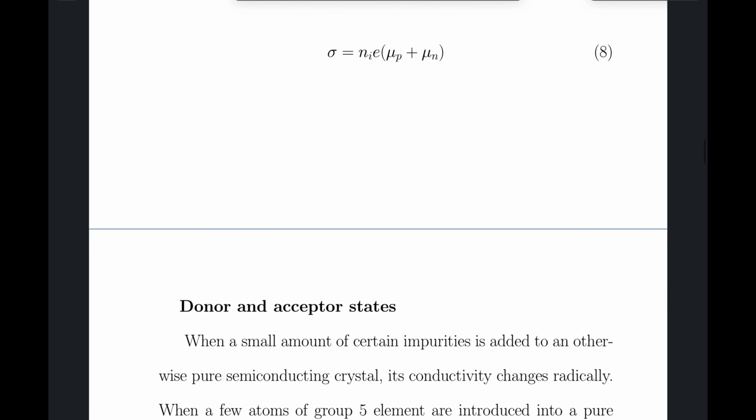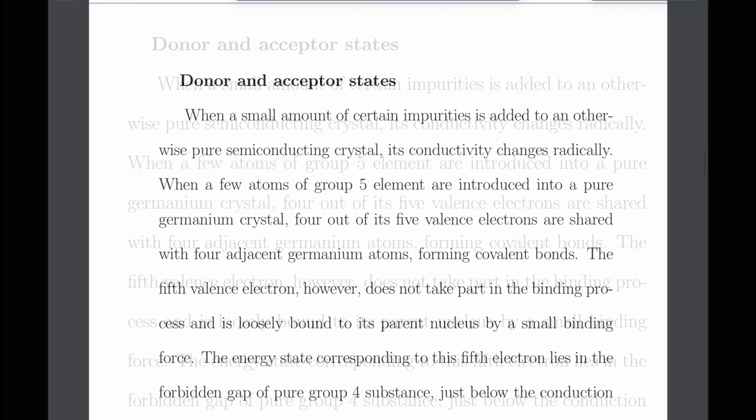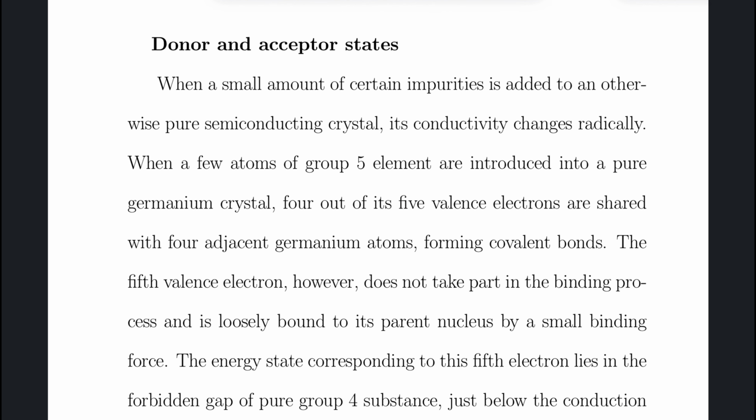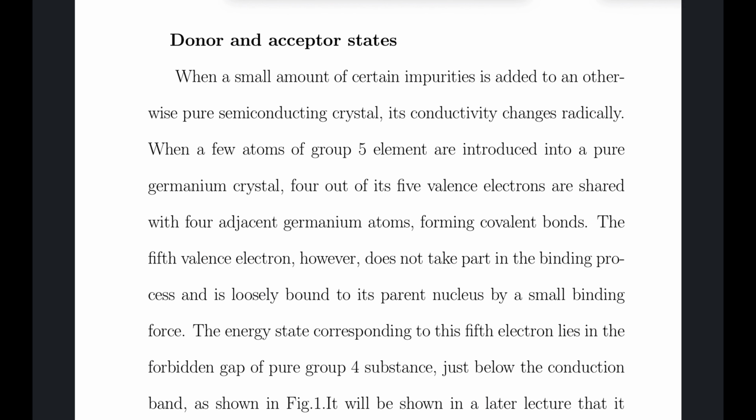Next, we come to donor and acceptor states. We have earlier seen that when a small amount of certain impurities is added to an otherwise pure semiconducting crystal, its conductivity changes radically. If we add group 3 atoms to germanium or silicon, we get p-type semiconductor. If we add group 5 impurity atoms to germanium or silicon, we get n-type semiconductor.